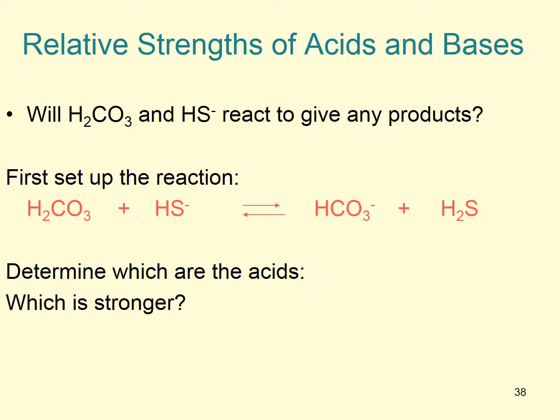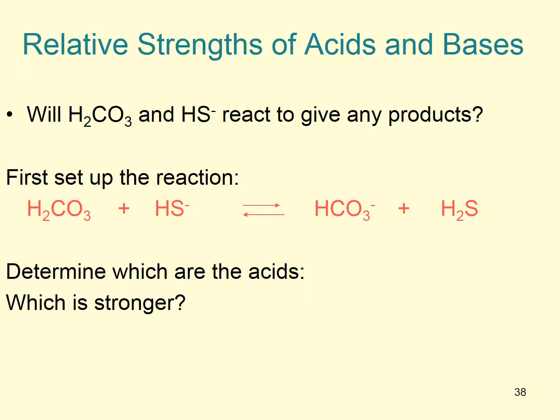This is a similar kind of problem. It's just worded a little bit different. Will H2CO3 and HS negative react to give any products? Or in other words, is this a good reaction? Will this reaction go to the right? That might be another way of asking.